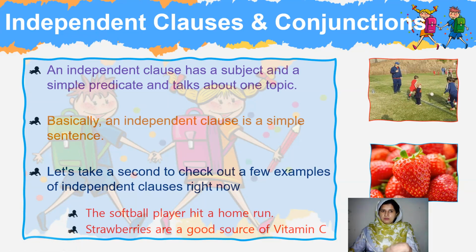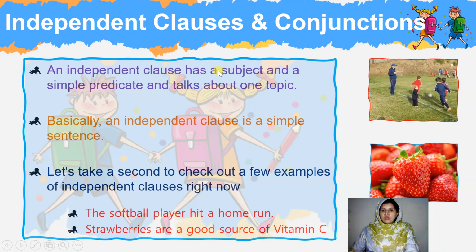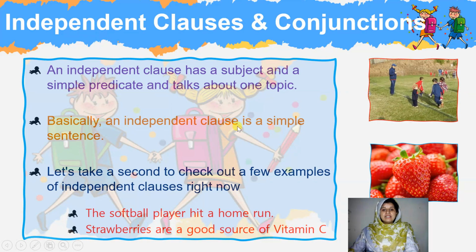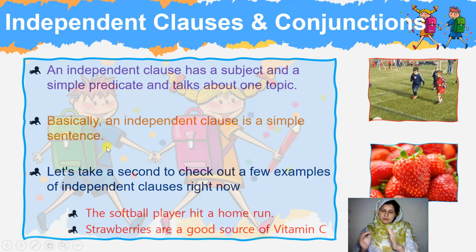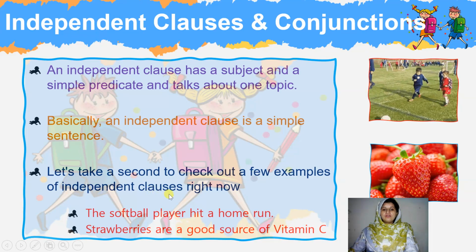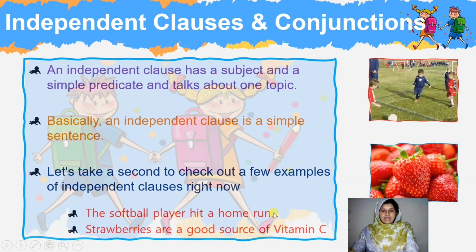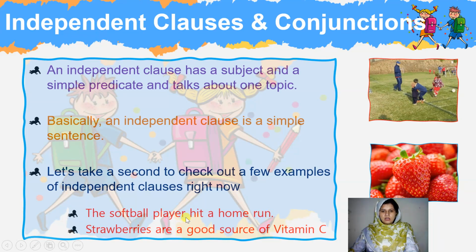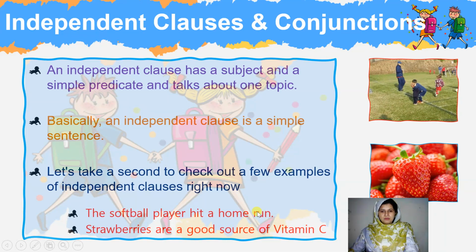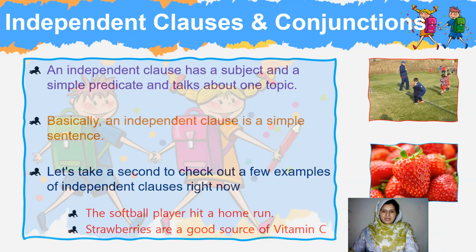Let's recall some information related to independent clauses and conjunctions. You are well aware an independent clause has a subject and a simple predicate and talks about one topic. Basically, an independent clause is a simple sentence. Let's check out a few examples of independent clauses. For example, the softball player hit a home run. Here you can see there is a subject, softball player, and then predicate, hit a home run. There is a subject predicate combination and a complete thought, so it's a complete sentence, or in other words, an independent clause.